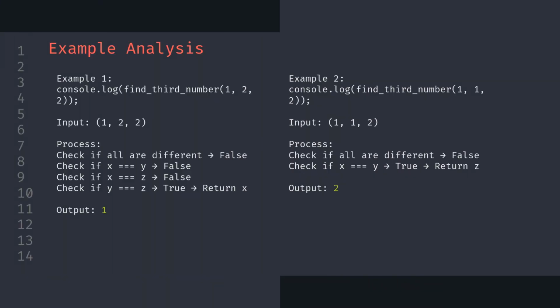Let's analyze these examples. In 1, 2, and 2, the unique number is 1, as the other two numbers are equal. In 1, 1, 2, the unique number is 2, as the first two numbers are equal.